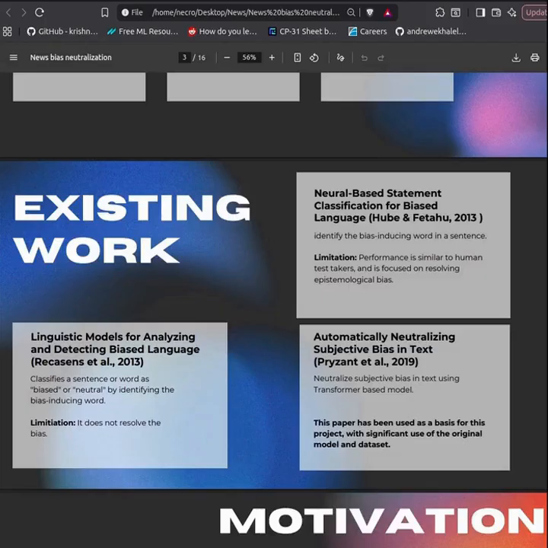Then I came across this paper by Pryzant and their colleagues. This paper is titled Automatically Neutralizing Subjective Bias in Text. This paper tackled the generation task, actually rewriting the biased text. My project uses this paper, their data set and the model architecture as a starting point.